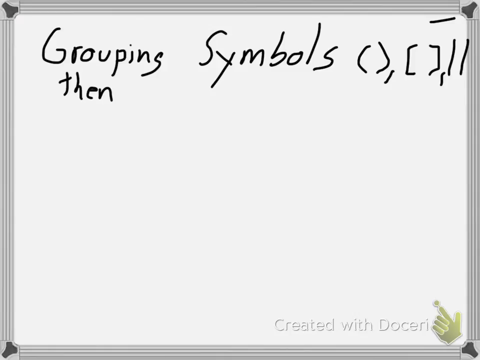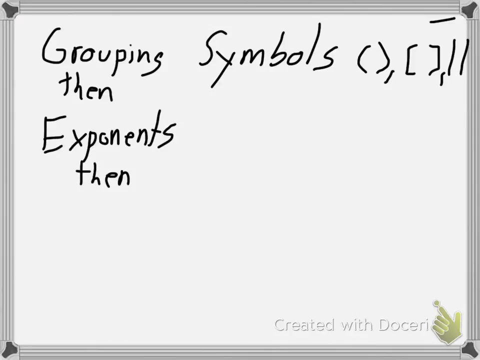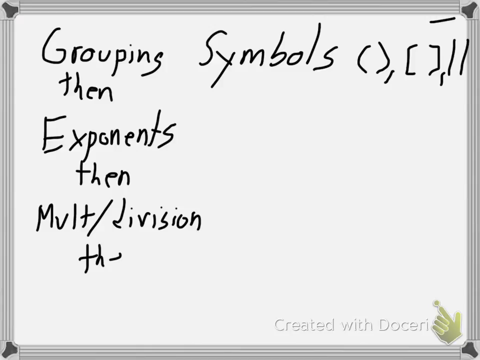Then from there, you can go to exponents. Then from there you go to multiplication and division working from left to right. Then from there you do the least important, which is addition and subtraction. And again, working on that from left to right. So grouping symbols come first, then your exponents because they're the most powerful operation, then your multiplication and division because they're the next most powerful, then your addition and subtraction because they're the least powerful.